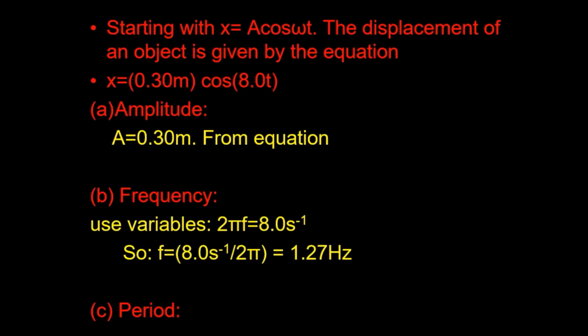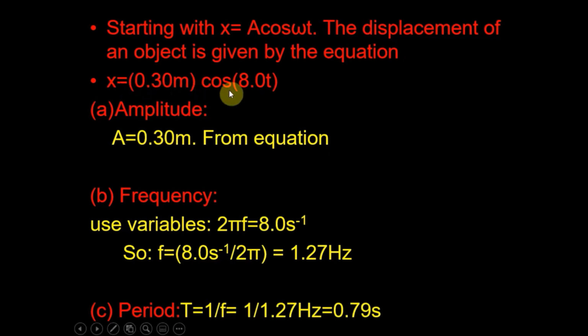Now we have to do B to get C. The period is simply the inverse of the frequency, or 1 over 1.27, giving us 0.79 seconds. So we're determining quite a lot of things from this base equation for the displacement of the object.